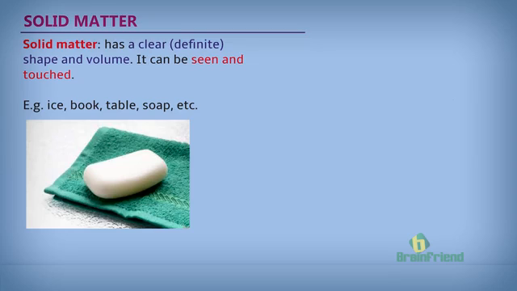How can we describe a solid state? The solid state has a clear shape and volume. Our bar of soap here is a typical example of something in a solid state. It has a definite shape. We can actually describe the shape of this object. It has volume. It doesn't need anything to show that it has volume. Further examples of solid matter include eyes, books, tables, etc.